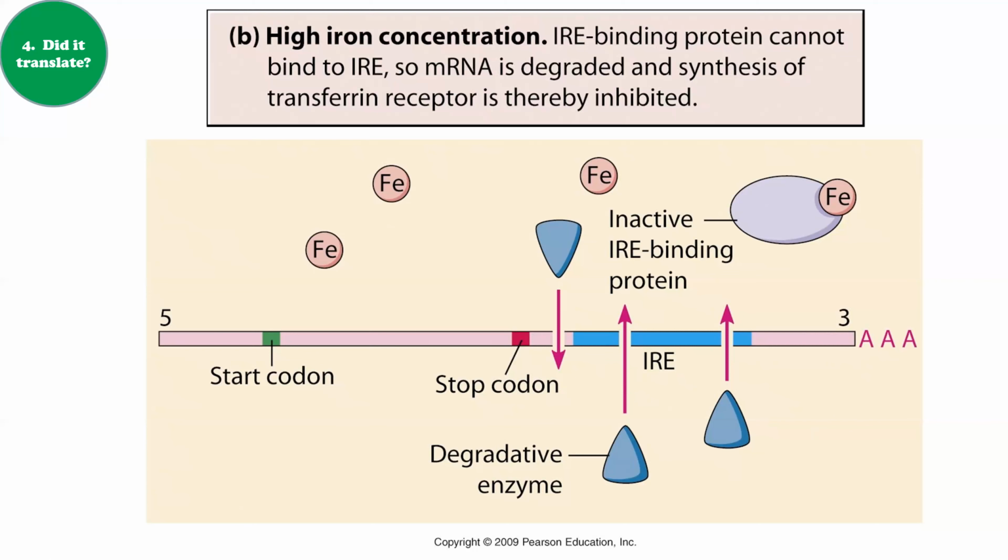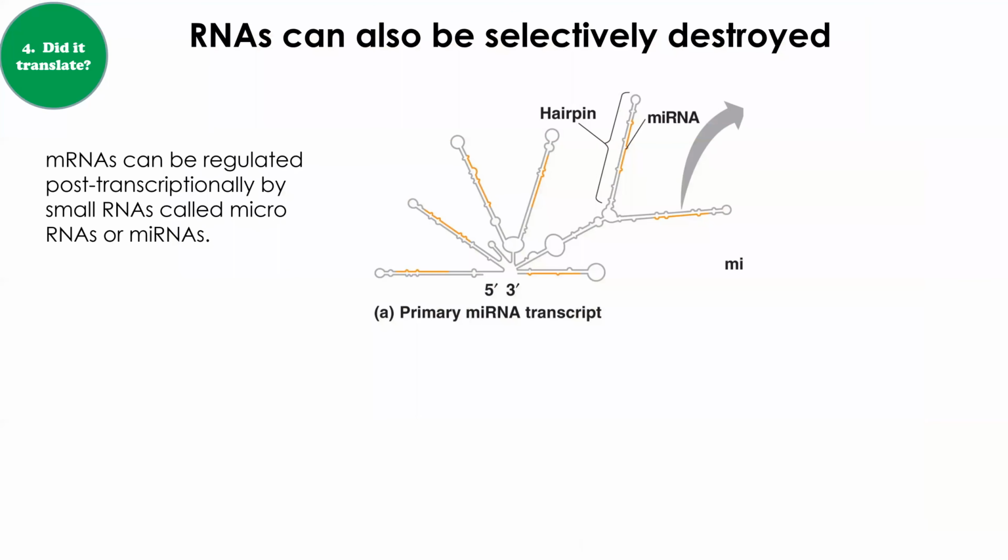Okay, so we have another example that's going to be a completely different thing. But again, think about this. This is specific to our transferrin, but you can get the idea of how these regulatory sequences can contribute to mRNA stability. Okay, so let's look at our next example.